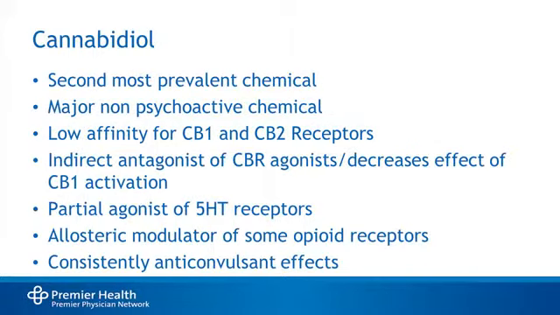The second most prevalent chemical is cannabidiol. It is the major non-psychoactive chemical in marijuana. It has a low affinity for CB1 and CB2 receptors in the brain. It is an indirect antagonist of CB receptors and decreases the effect of CB1 activation. It's a partial agonist of serotonin receptors. It allosterically modifies some opioid receptors. It consistently has anticonvulsant effects when tested.